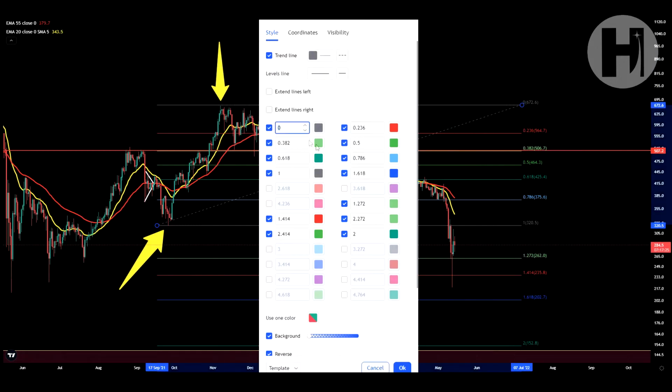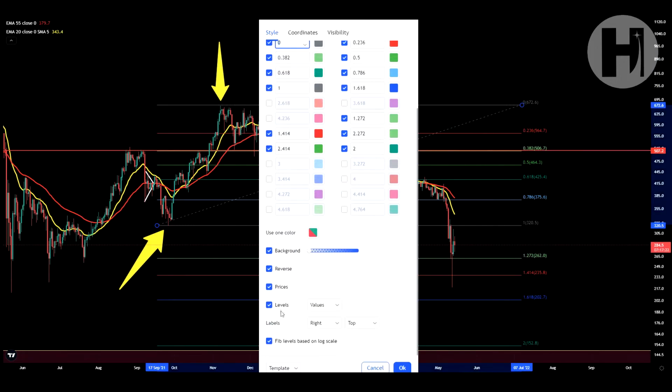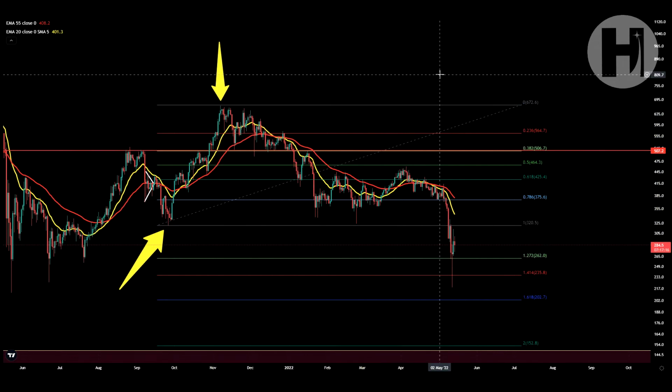If I go to my Fibonacci settings, then you can just copy the settings. I have the Fib set to log scale. I also have it in reverse. Okay, so that's really important. And also the chart should be in log scale as well.